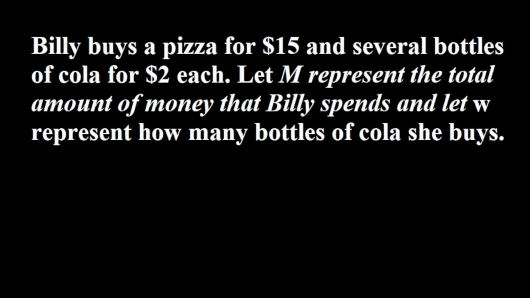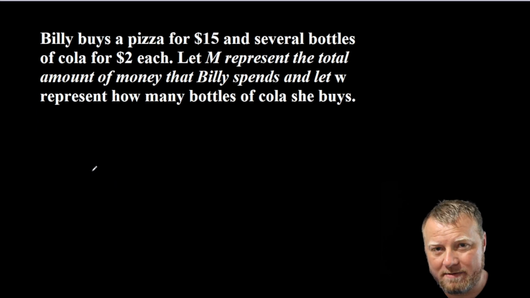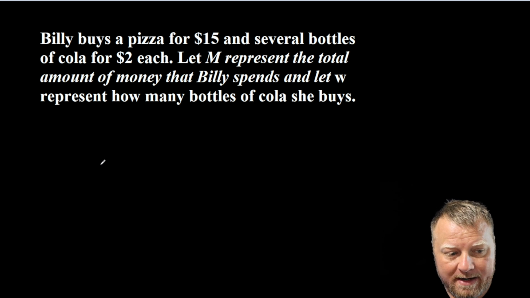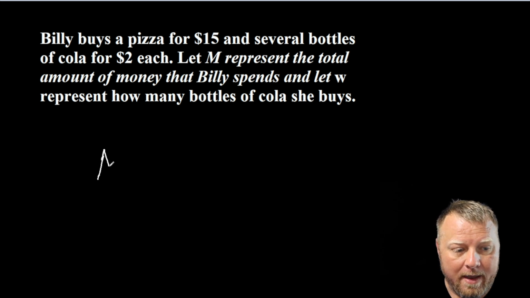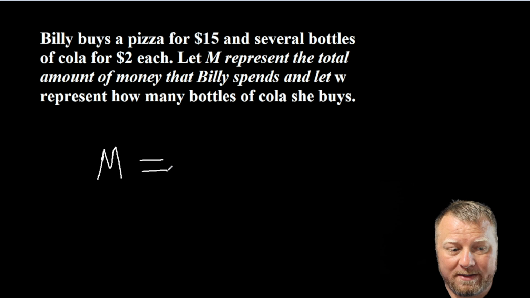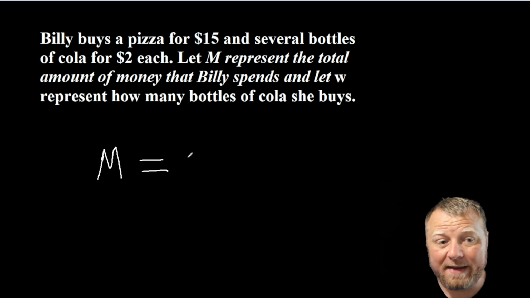The next sentence says, let M represent the total amount of money that Billy spends, and let W represent how many bottles of cola she buys. Well, Billy the girl, I suppose, which is fine. I just noticed that. So if M represents the total amount of money, and we're trying to figure out what M equals, let's write that down: M equals something. And what does it equal? Let's break this thing down.